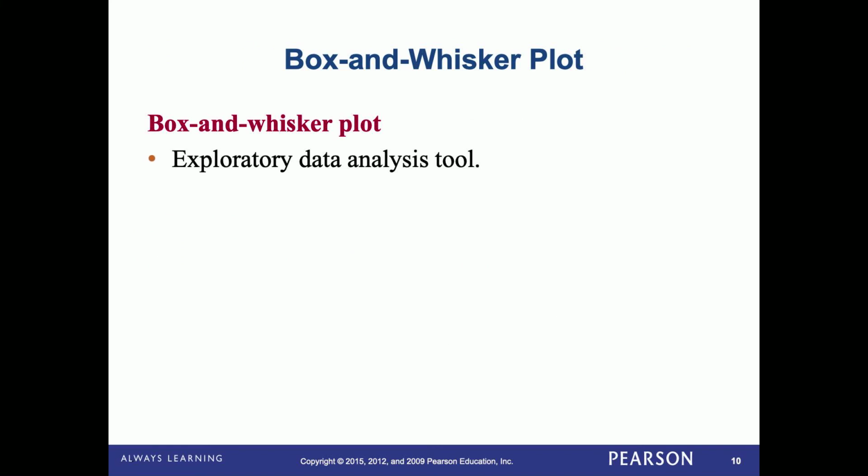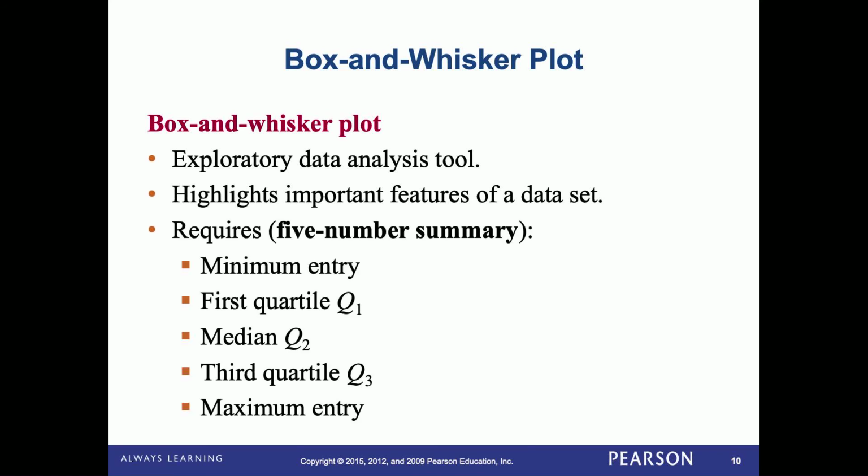Box and whisker plot. The box and whisker plot is an exploratory data analysis tool. It's a visual aid. It highlights important features of a data set. It requires 5 numbers, the 5-number summary. Remember that. When you're asked for the 5-number summary, you want these 5 things: the minimum entry, Q1, Q2, Q3, and the maximum entry. So you need to order the data from smallest to largest.